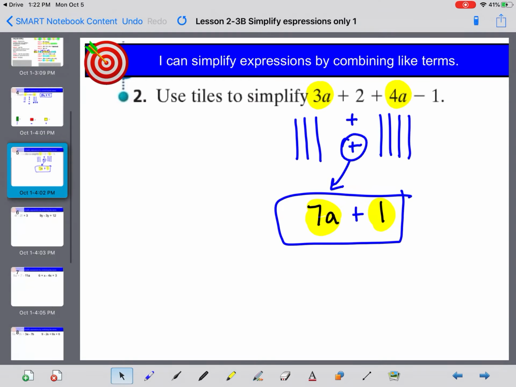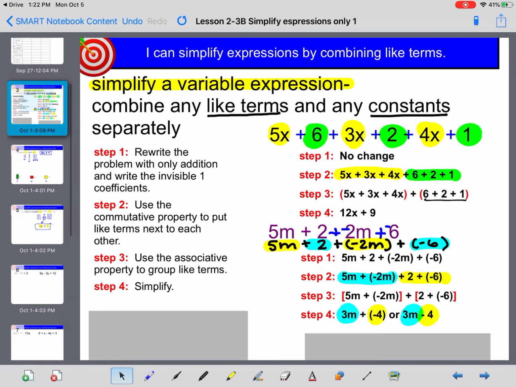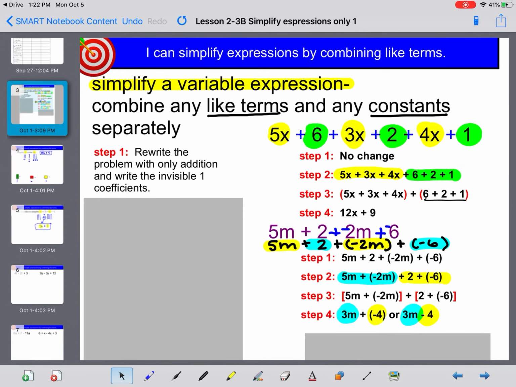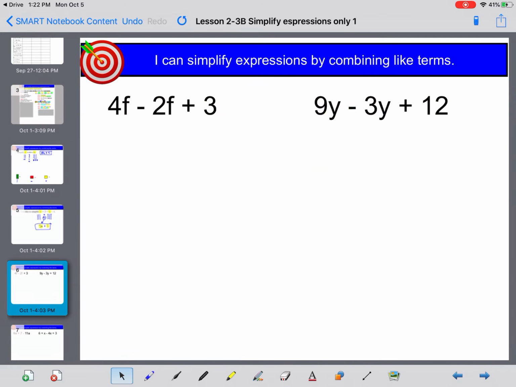All right, so now let's give this a try. We're going to go back to our steps up here. Our first step was to rewrite the problem using only addition. So convert subtraction to adding the opposite. Step 2 was put your like terms by each other. Okay? So let's rewrite this as 4f plus negative 2f plus 3.